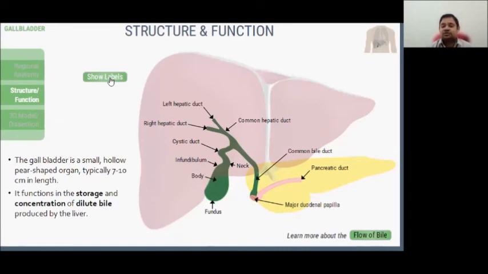Then it has its own duct known as the cystic duct, which gets connected to the common hepatic duct, which is formed by the left and right hepatic ducts. Then the common hepatic duct becomes the common bile duct and opens along with the pancreatic duct into the major duodenal papilla, on the head region of the pancreas in the duodenum.